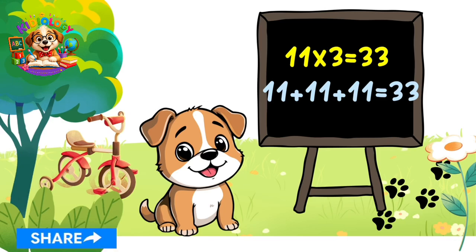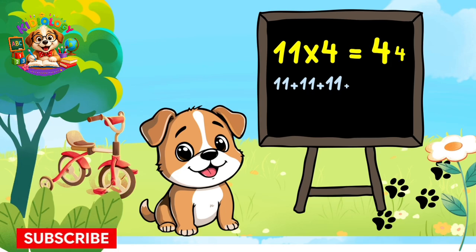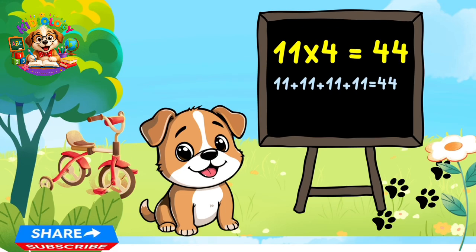If we add 11 more in 33, what will be the answer? We will get 44. 11 4s are 44. When we have 4 groups of 11, the answer is 44. 11 4s are 44.